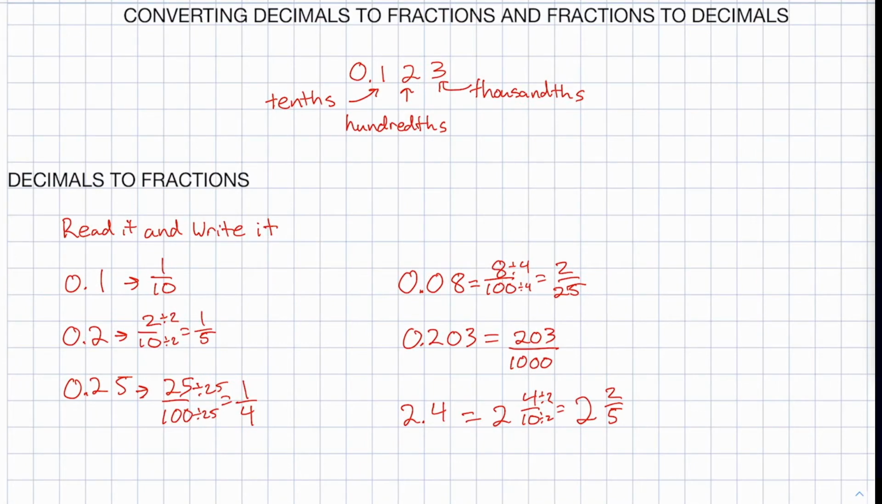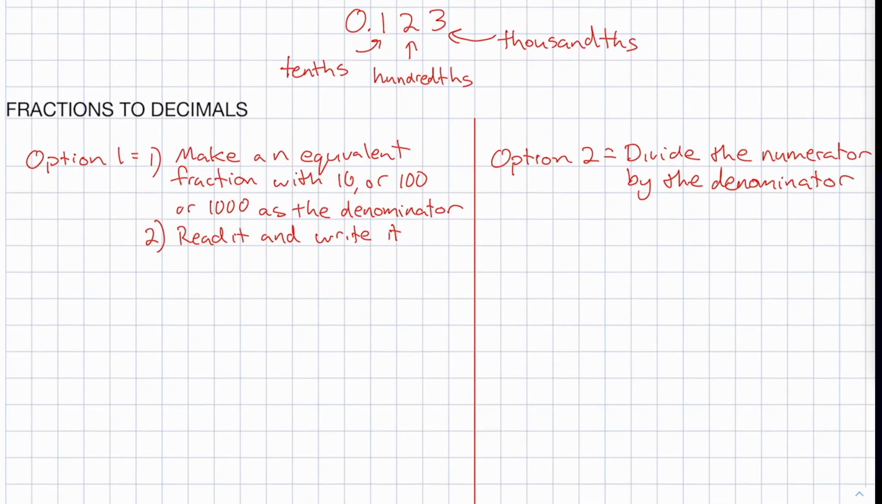Okay, and so the next thing we're going to look at is, what if I'm going backwards? What if I'm going the other way? So you can see right here, we've got fractions to decimals. At the top of my page, I still have the tenths, hundredths, and thousandths is what I want to be thinking of. Okay, thinking about that place value. We've got 2 real ways to do this. One, option 1 on the left, is to make an equivalent fraction with 10, 100, or 1000 as the denominator, and then we follow that same idea, sort of read it and write it.